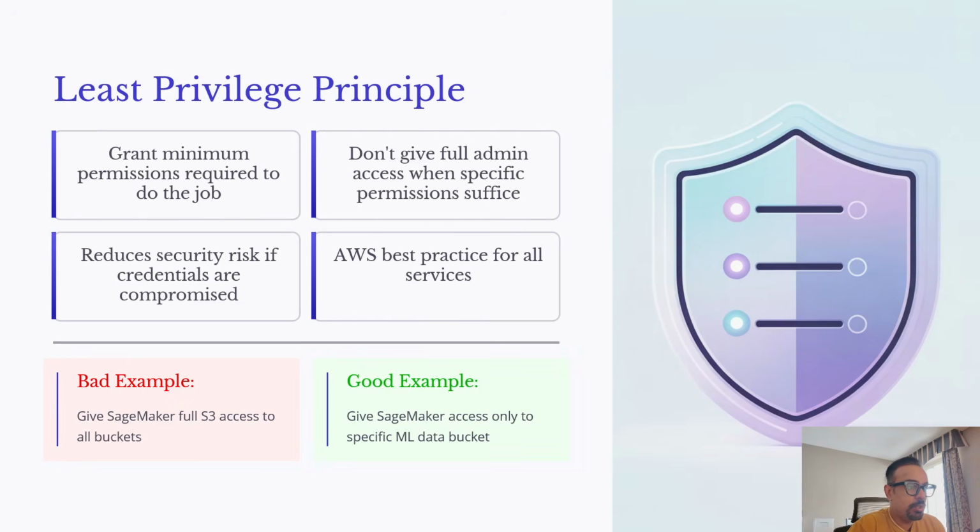Instead of that, you should give access only to specific ML data objects, and this policy is going to allow S3 GetObject and PutObject only on a specific S3 bucket that we have created. So that is how you define it. Never ever give permissions like s3:*. Instead, provide permissions like s3:GetObject and s3:PutObject.